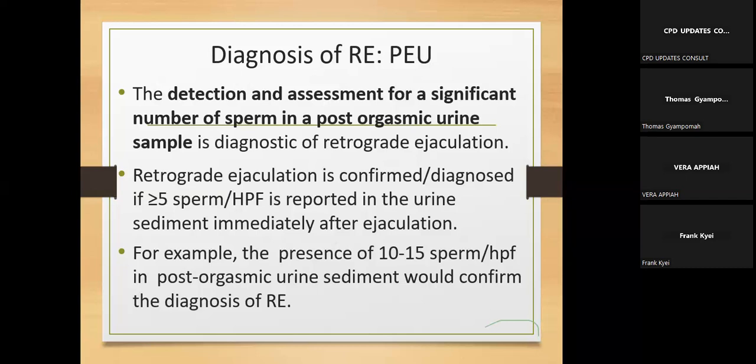So if you had a post-ejaculation urine sample, you did your physical examination and it was cloudy, you did your urine sugar tests, not just the glucose, and it is also positive, likely to be fructose. And then you also did your sediment, and in the sediment you are getting 10 to 15 sperms per high power field. All these things make the diagnosis very strong. So sperms greater than or equal to 5 per high power field in the post-orgasmic urine sediment is highly confirmatory.